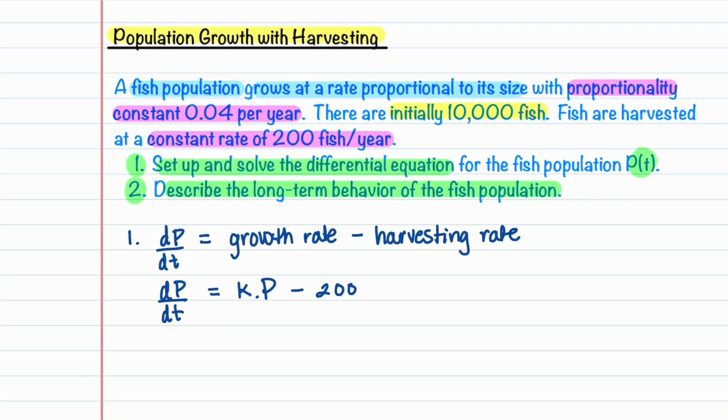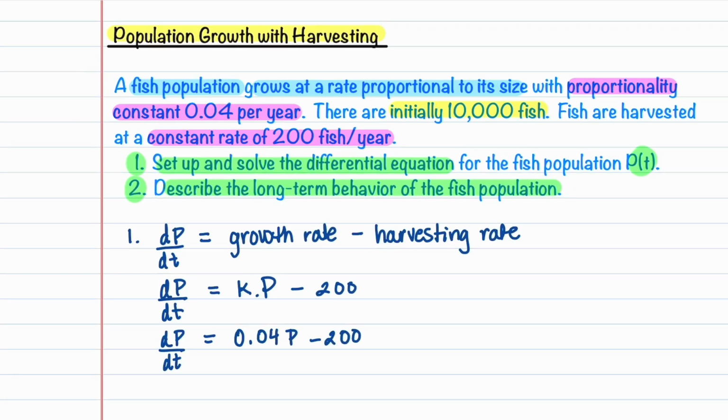Now we can go ahead and substitute in what k is. We are told that we have a proportionality constant 0.04 per year. So we can write this as dP dt is 0.04p minus 200. And we can also add on our initial condition. We are told that the initial fish population is 10,000. So we can say that P at 0 is equal to 10,000. And there's our differential equation and the initial condition.